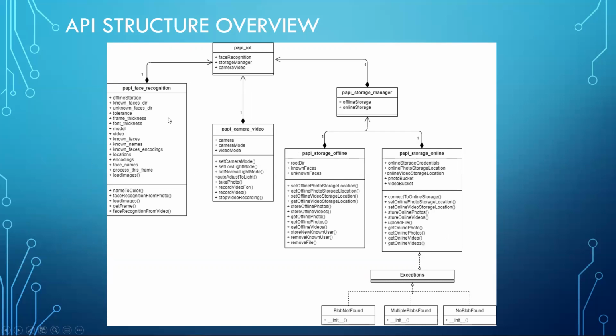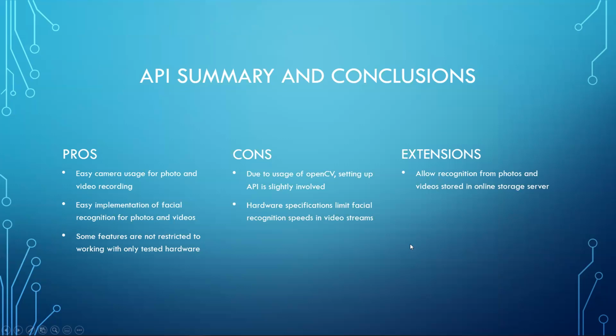Our worker classes are the face recognition and the camera video. The camera video, as it says, provides features for recording and taking photos, whilst the bulk of the recognition is done by the face recognition class. In this class, it can recognize either from straight photos or from a live video stream as it goes on. All of these can be put together by this one class, which can access all these features, or you can access them individually if you would so choose. And so in summary, that's how we decided to structure our API, and that's how it works.